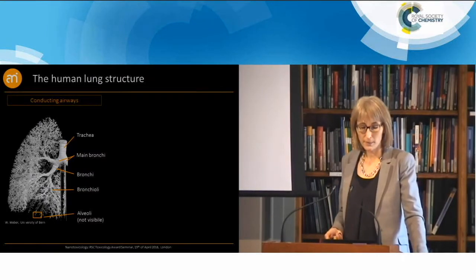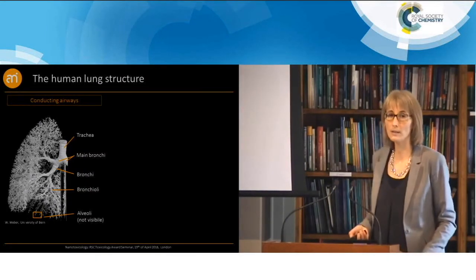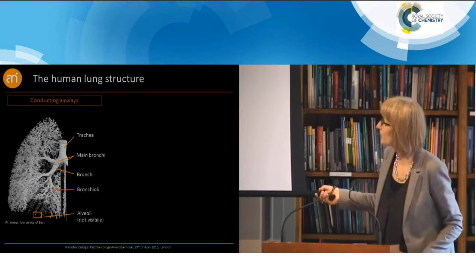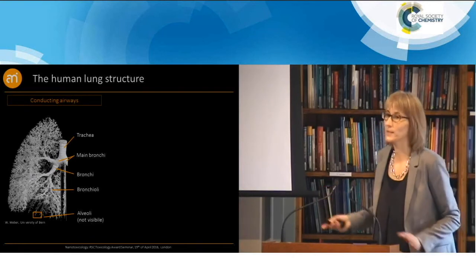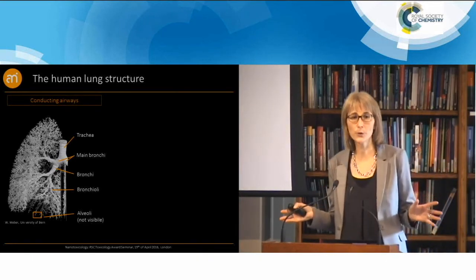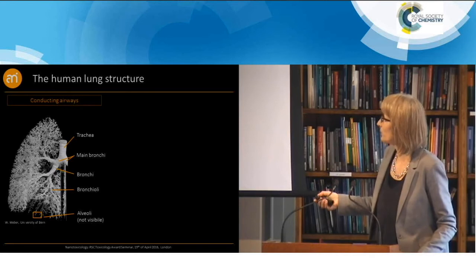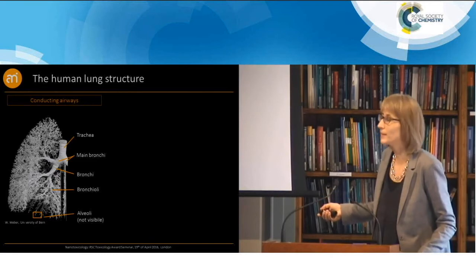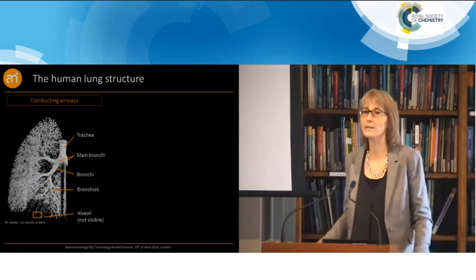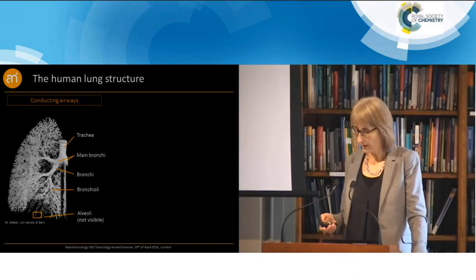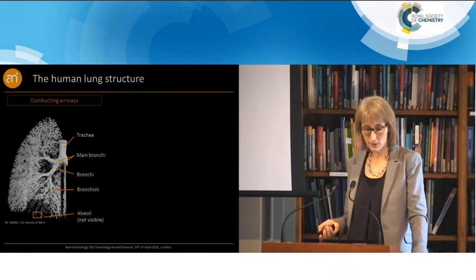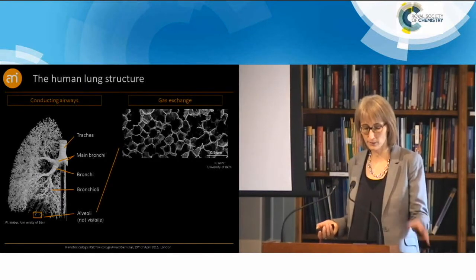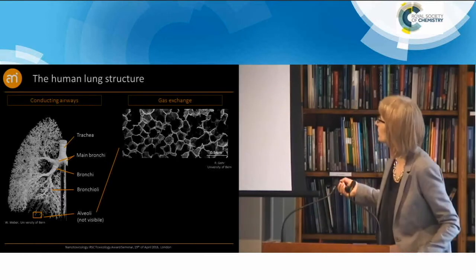So this image shows you a human lung cast model of the conducting airways. This is a human lung, trachea, then you have the subdivision into the two main bronchi, and you always have this dichotomous division of these airways, and it ends up here in the lung parenchyma, in the gas exchange region. And here we need to look a little bit more at the microscopic structures.